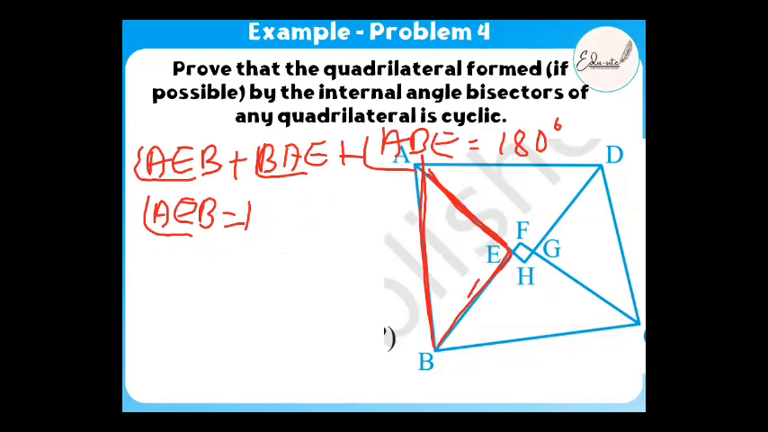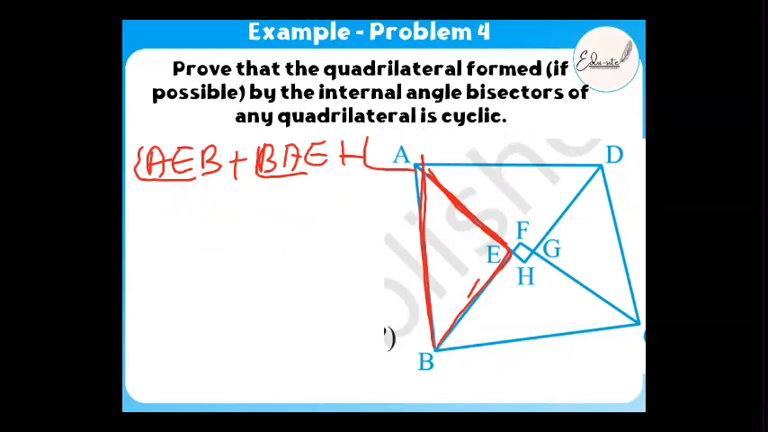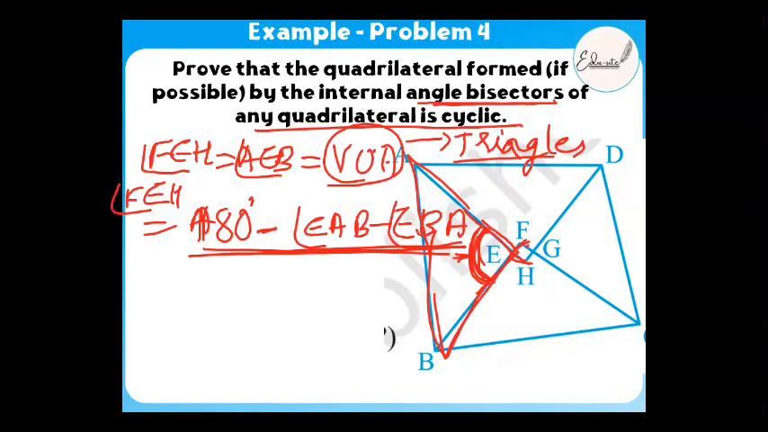So first thing, what did we consider? Angle FEH is equal to AEB. Instead of AEB, we will write this triangle. Why are we considering this triangle? Because we want the bigger quadrilateral, right? From the smaller quadrilateral, we are going to prove the larger quadrilateral. So we are just going to prove in this way. So angle FEH is equal to angle AEB. Remember this, FEH is equal to AEB.